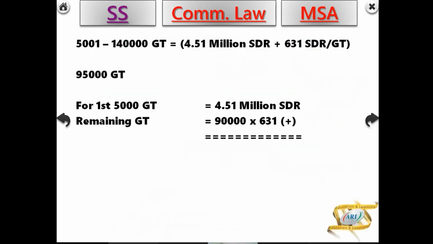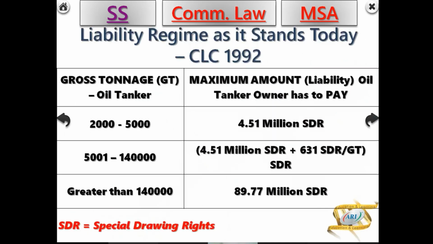So if we come here, if the tanker is 2,000 to 5,000, he will get insurance for the worst case scenario, 4.51 million SDR. This is the maximum I will have to pay. If the liability is less than this, I will pay that; if more, this is the maximum I'll have to pay. If my crude oil tanker is more than 1,40,000, I will get insurance cover for this much, 89.77. If it is less than this, I will pay. If it is more than this, I don't pay more than this.